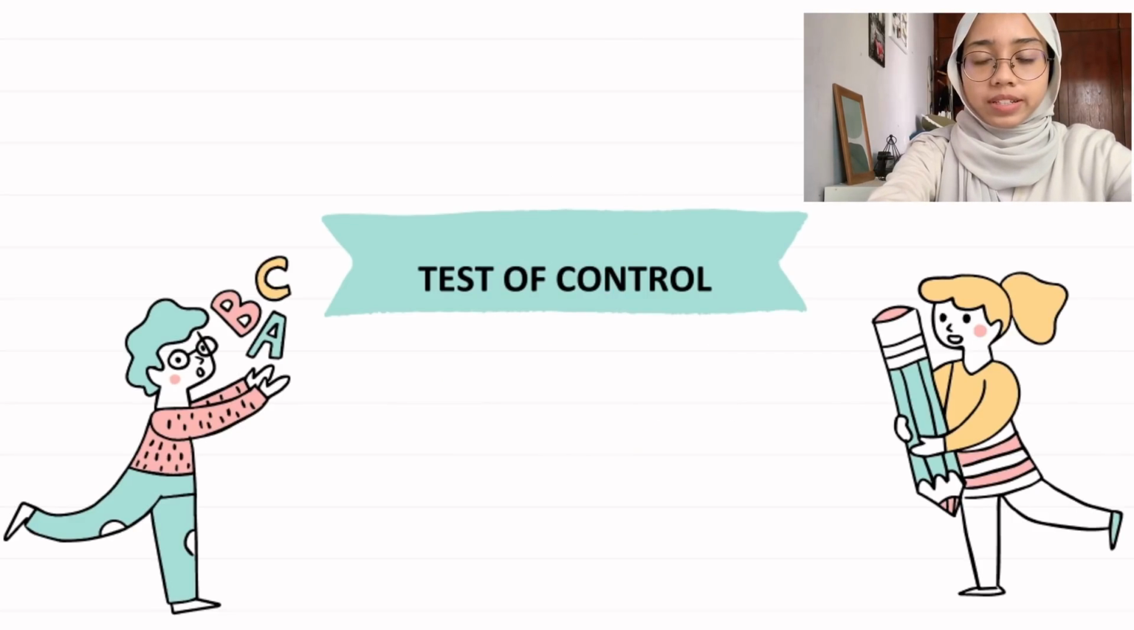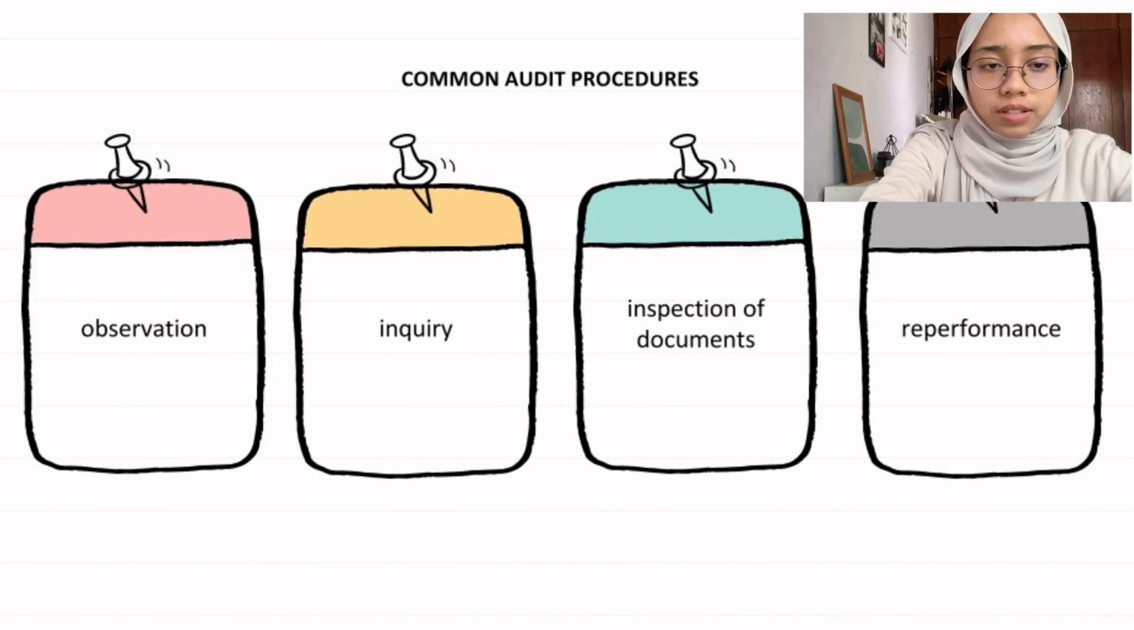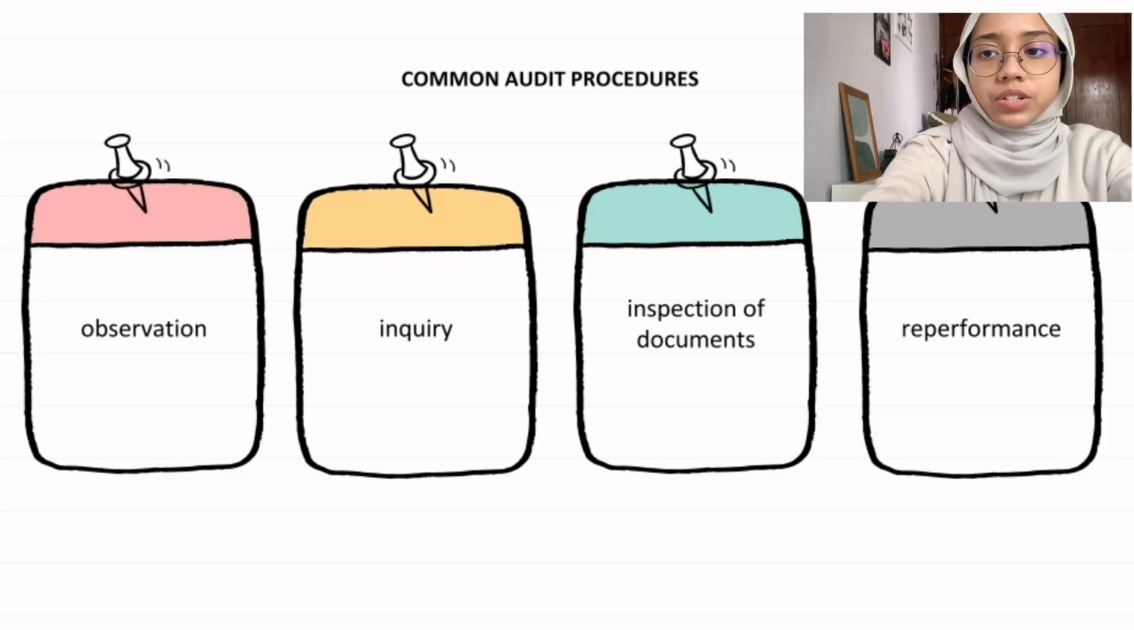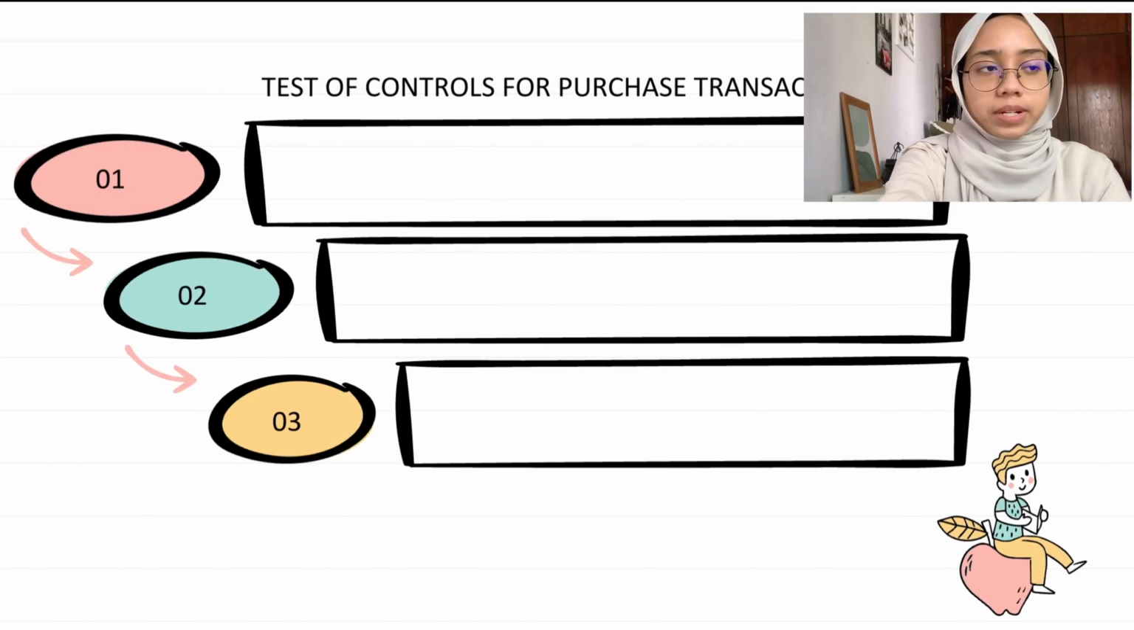Okay, for test for operating effectiveness, testing the operating effectiveness of controls over purchases and payables involves a variety of procedures. For example, observation, inquiry, inspection of documents, and performance. The auditor needs to be careful when drawing conclusions because test of control is only concerned with the number of misstatements, not the size. For example, the auditor may conclude that the control over purchases is not effective when misstatements are detected in purchase transactions. There are 6 steps in test of control for purchase transactions.